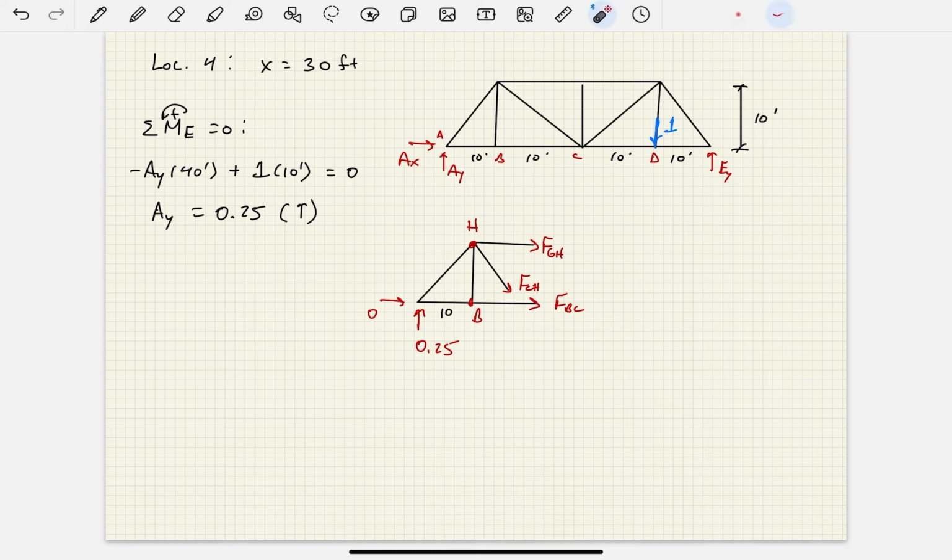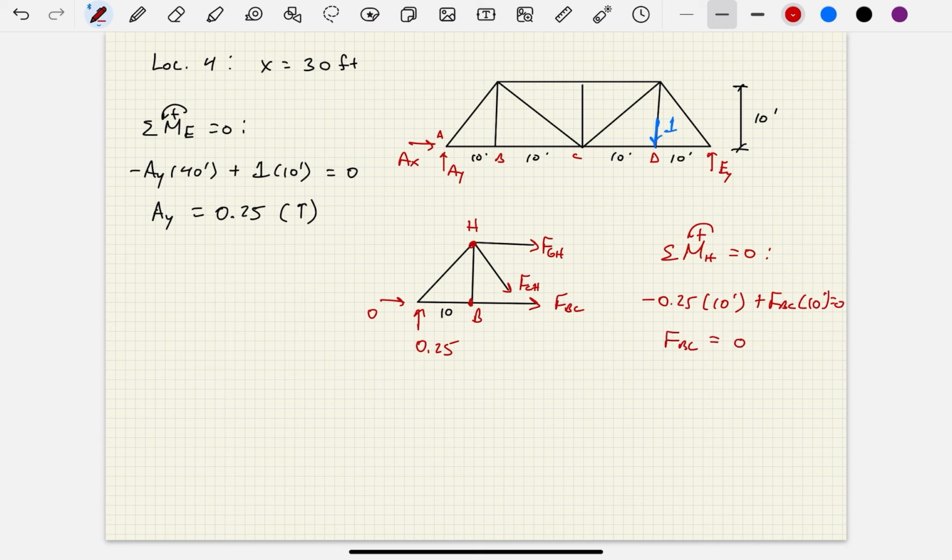Where's that unit load? Well, the unit load is way over here somewhere, okay? The unit load is not showing up in this left free body because it's on the right of where I made that cut, all right? And so, again, following the same process we saw before, we'll say sum of the moments about H equals 0, counterclockwise positive, so we'll have minus 0.25 times 10 feet, and then we'll have plus FBC also times 10 feet equals 0. FBC is equal to 0.25 in tension. And remember, this height is also 10 feet right there, okay?